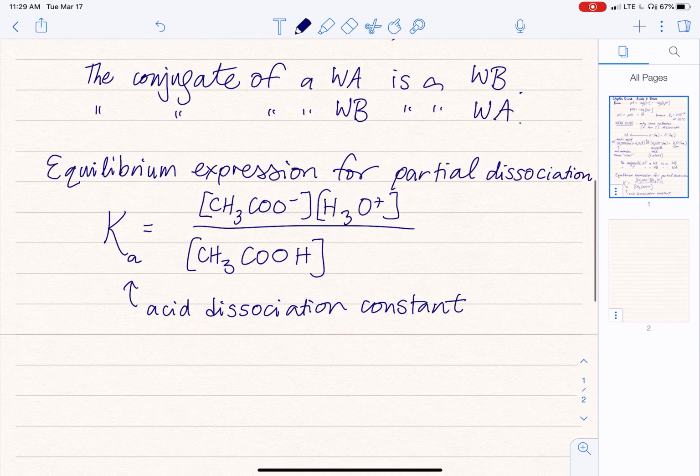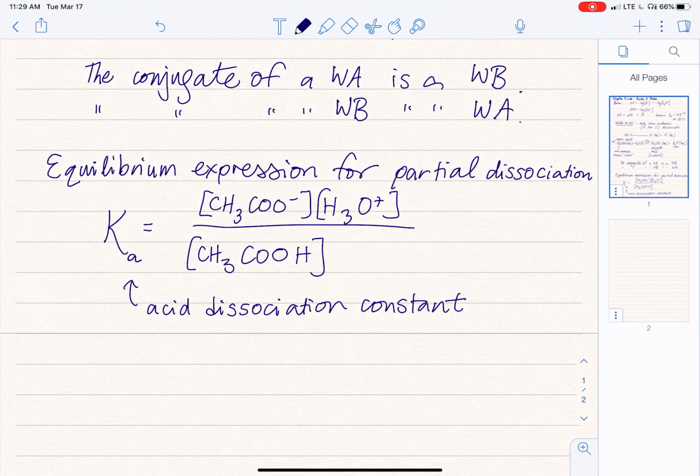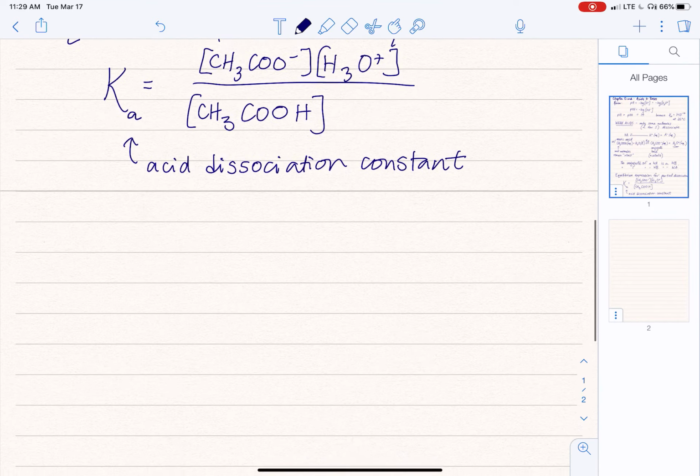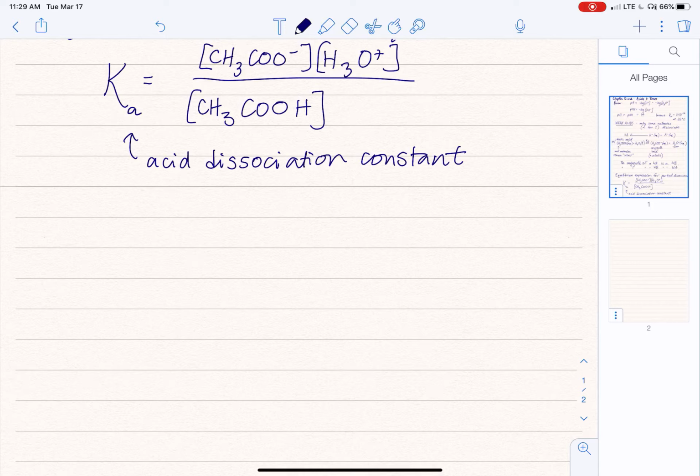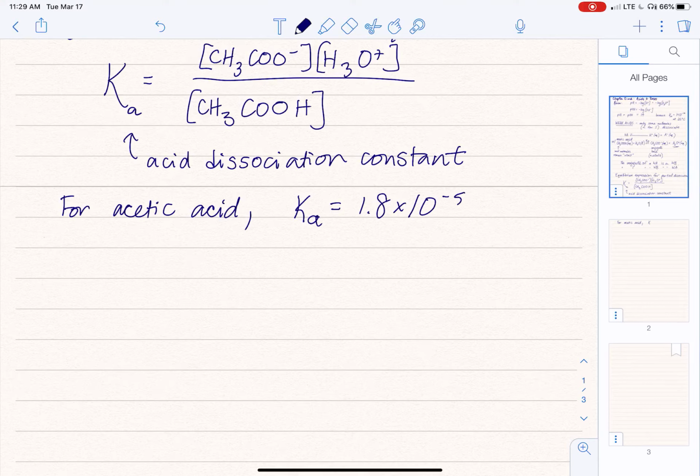Okay? Well, that's nice. Now, what you can do is measure a specific Ka for a specific weak acid. Each acid has its own unique Ka value. And for acetic acid, the Ka is equal to 1.8 times 10 to the minus 5. And my friends, that value is something that over the course of the next couple of weeks, you're going to end up memorizing. See how small that number is? 1.8 times 10 to the minus 5.